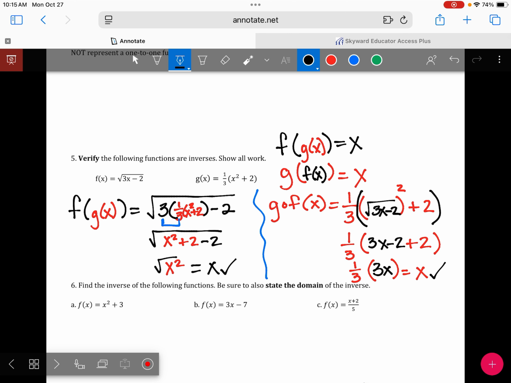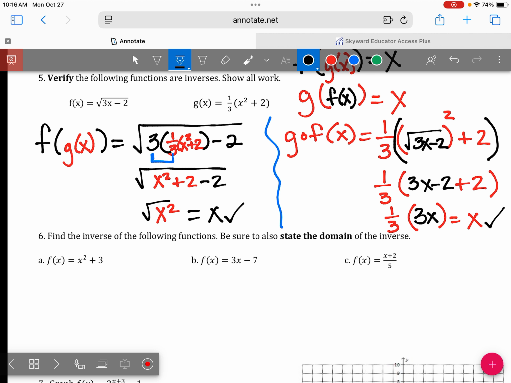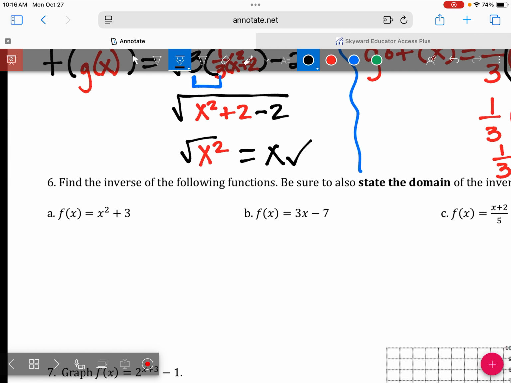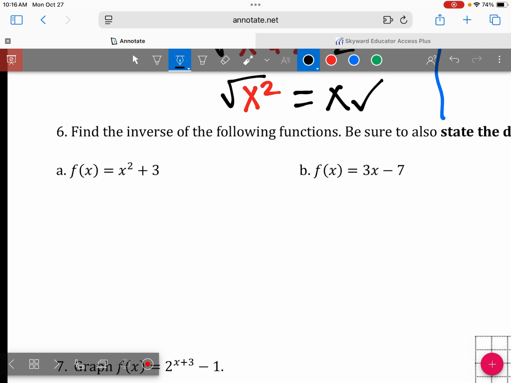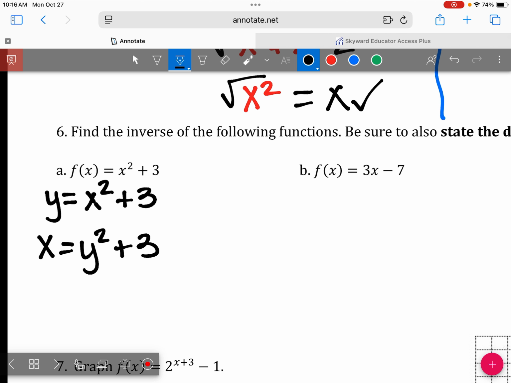So now let's practice finding the inverses, and then we're going to state the domain of the inverse that we come up with. Remember, f of x is the same as y. I'm going to switch my x and y and simply solve for y. Again, at any time, I do recommend that you attempt to do these problems on your own and then come back to the video. You can pause it at any time.